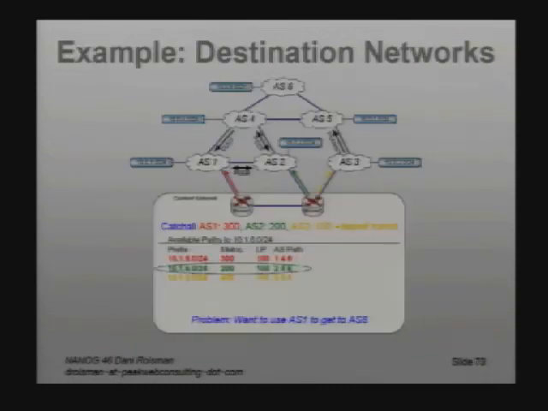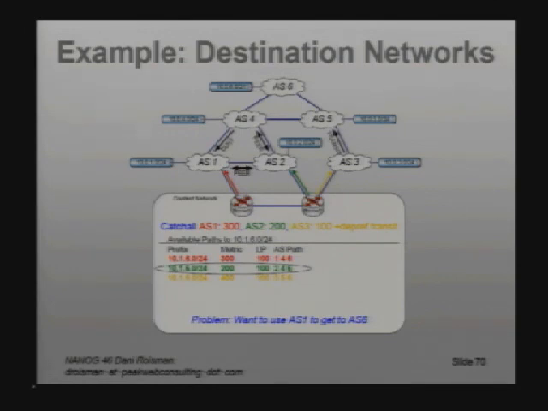So an example here of making a decision based on a destination network. So this was our baseline. So we set our depref transit. We set our tiebreakers 300, 200, 100. We have this route here to 10.16. So 10.16 is now going out AS2. Well, we want to use AS1 to go to AS6, to get to AS6.